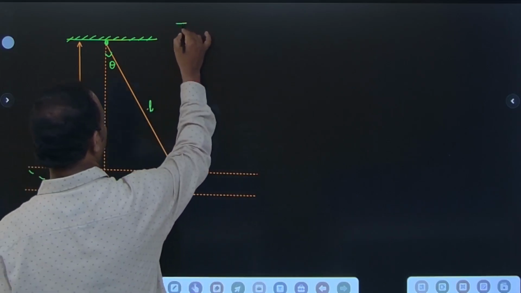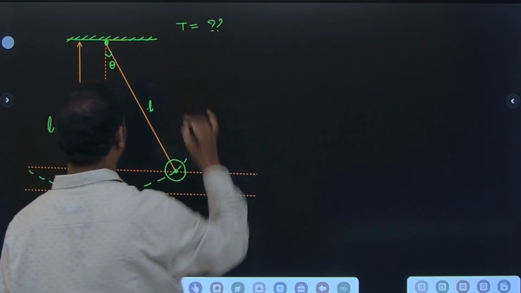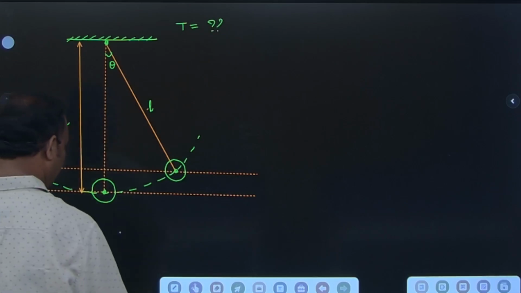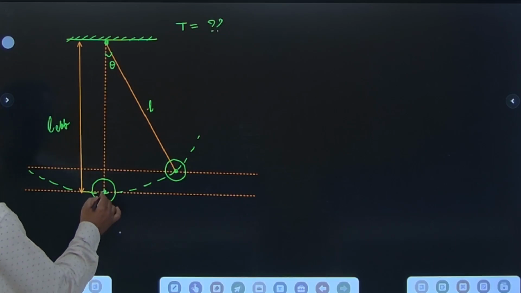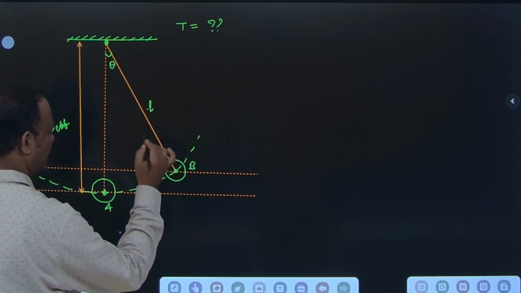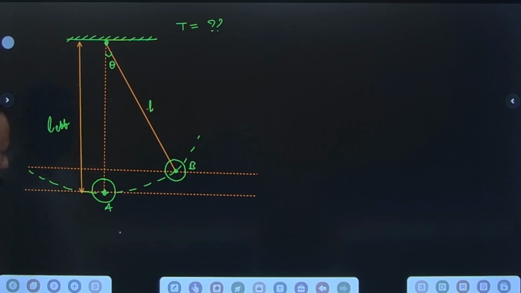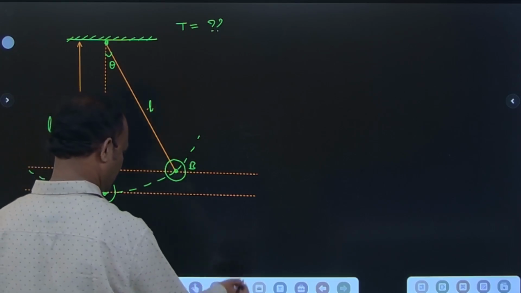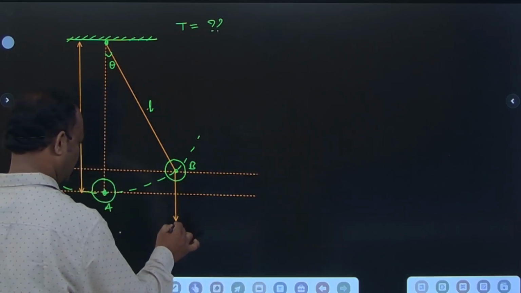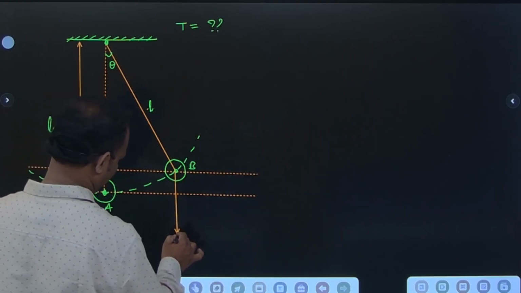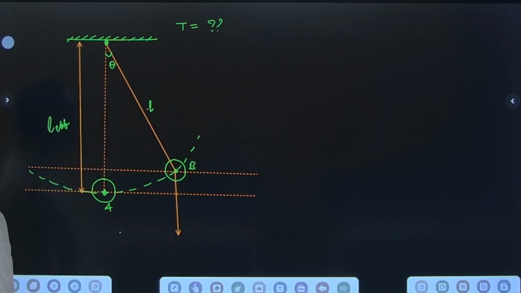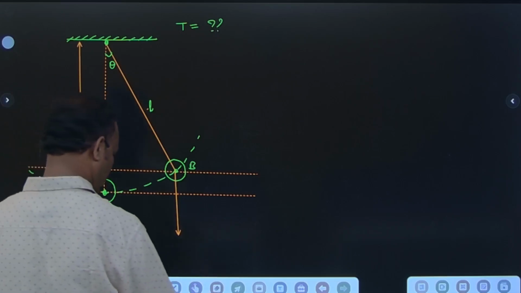What is the time period of a simple pendulum? From this position, which I'm calling A, and this one is B, it's a very fundamental thing to discuss. What is its weight? The weight is directed towards the center of the earth. This weight is resolved into two components.